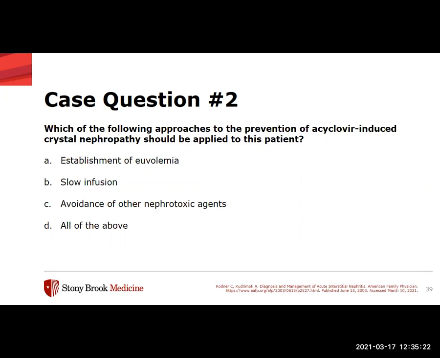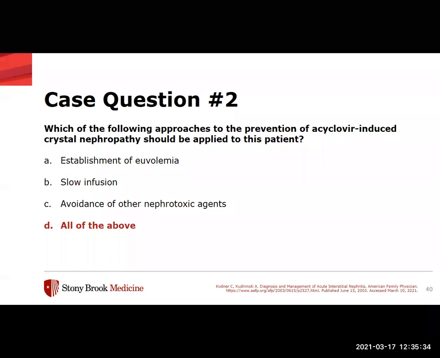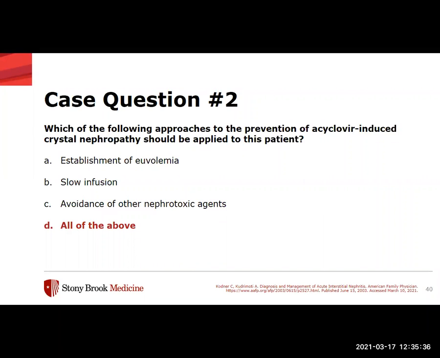Yeah, so it's D, all of the above. And this is the correct answer, as all the choices are approaches that have been studied and successfully used to prevent acyclovir-induced crystal nephropathy.